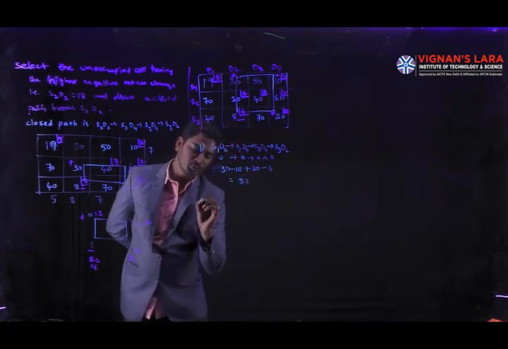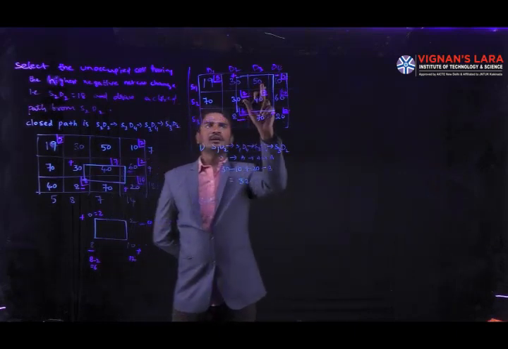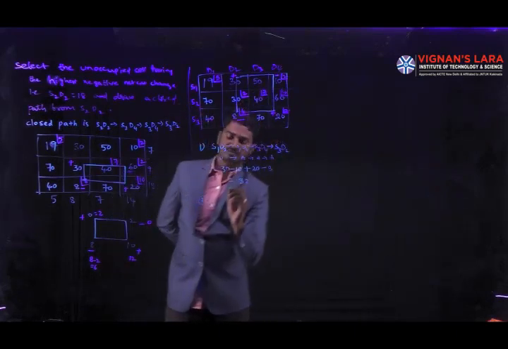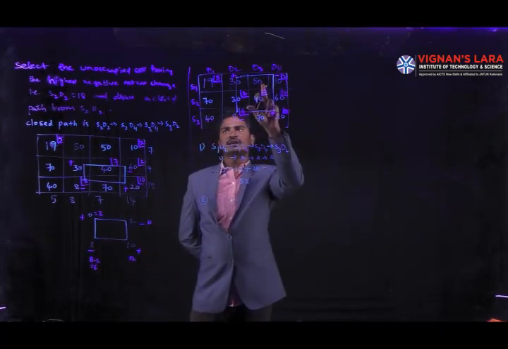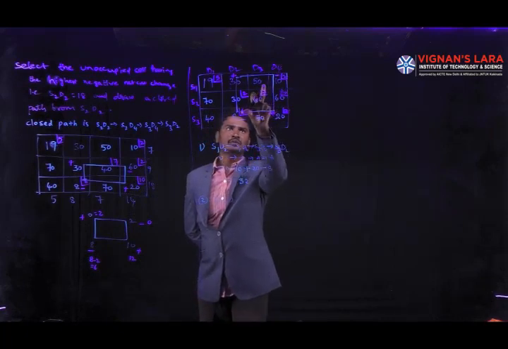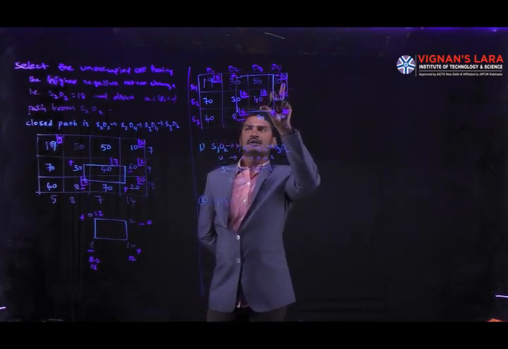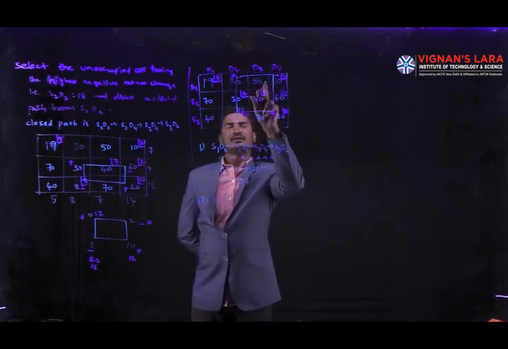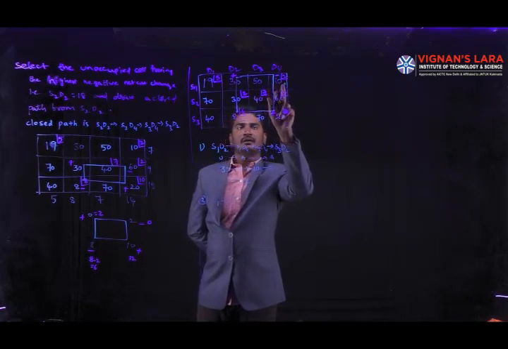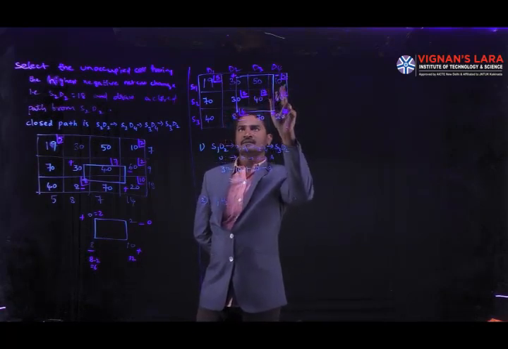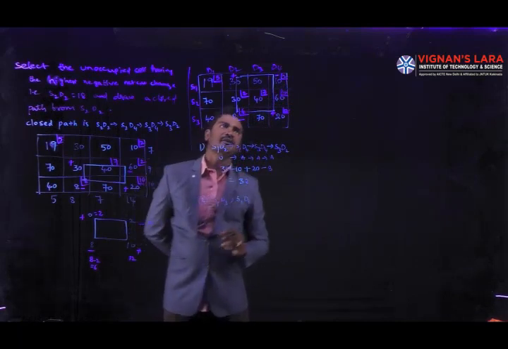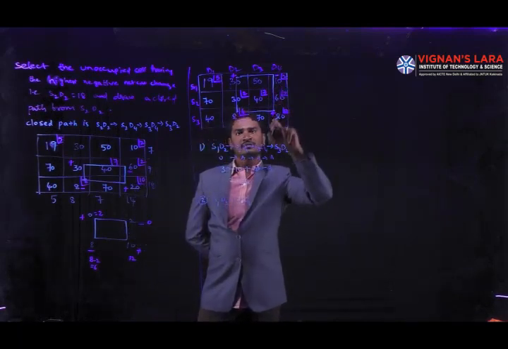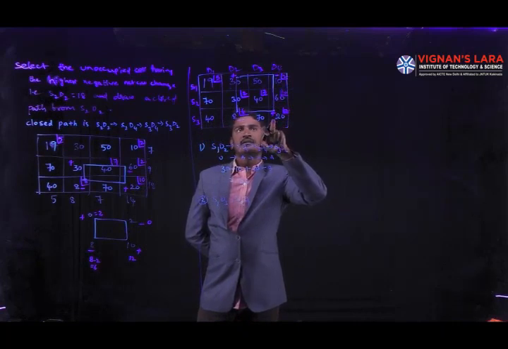Next coming to loop 2, for the second unallocated cell in the first row, S1 D3, we start the loop from S1 D3 and move it towards the right-hand side. Then it reaches S1 D4. After reaching S1 D4, again we move towards S3 D4.